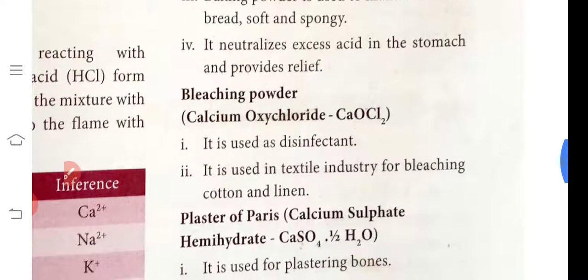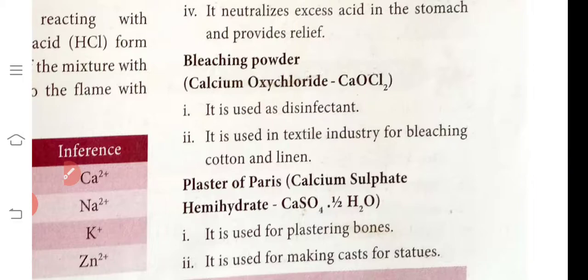Okay, the next one, bleaching powder, calcium oxychloride, CaOCl2. Okay, it is used as a disinfectant. It is used in the textile industry for bleaching cotton and linen. Okay, the next one, plaster of Paris, calcium sulfate hemihydrate, CaSO4·½H2O. It is used for plastering bones. It is used for making casts of statues. Okay, these are the uses of salts.